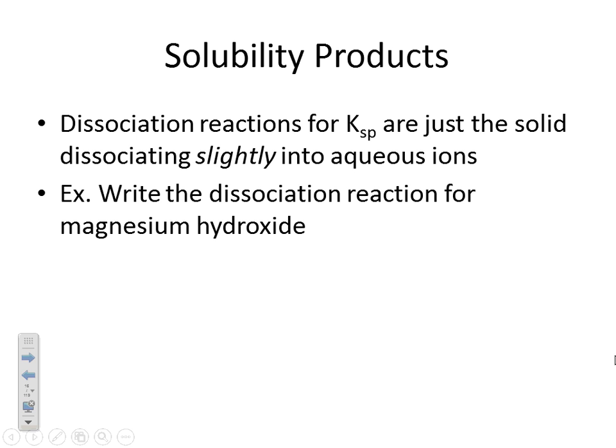Writing reactions. So you've written acid dissociation reactions and base dissociation reactions before. You'll be doing that in the first problem set for equilibrium again, but you'll also be writing Ksp dissociation reactions. Ksp dissociation reactions are actually fairly simple. All they are is the solid dissociating into its ions, and you can show the fact that it does it slightly by including a double arrow. So for example, write the dissociation reaction for magnesium hydroxide.